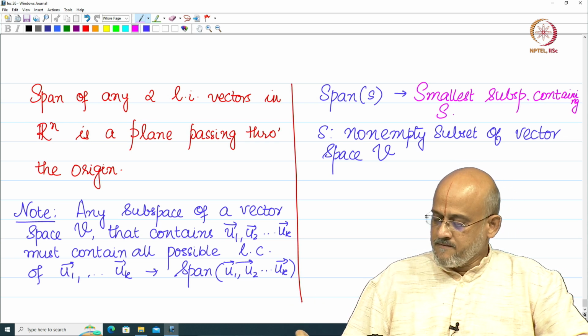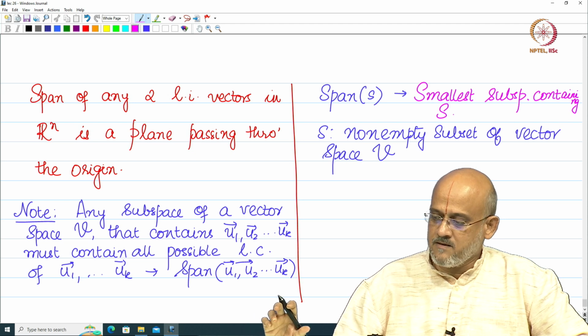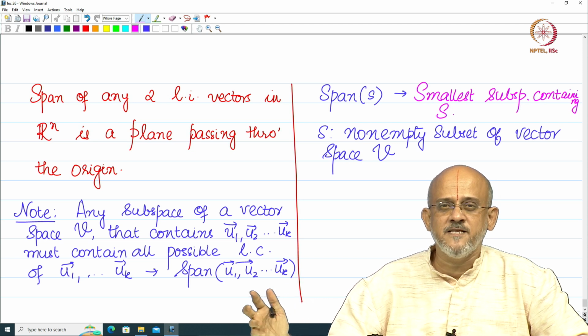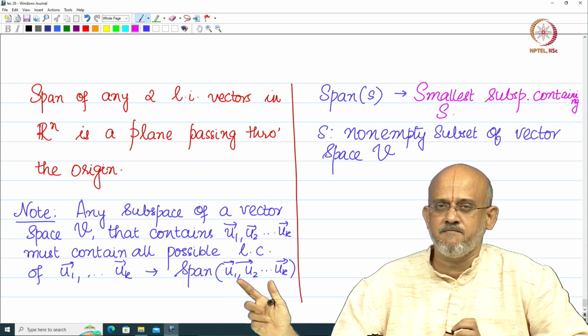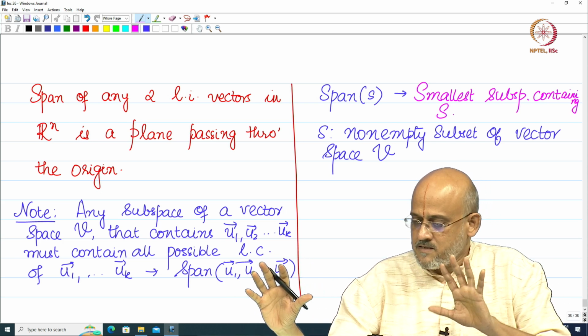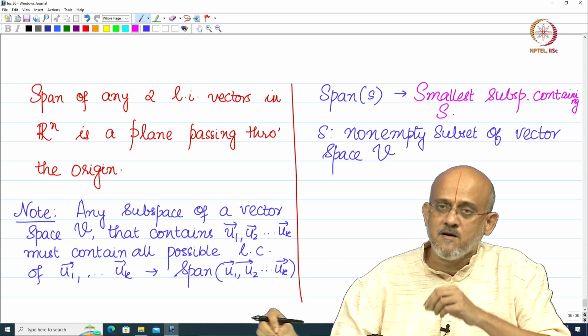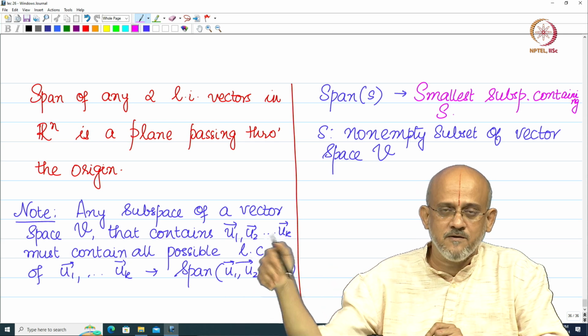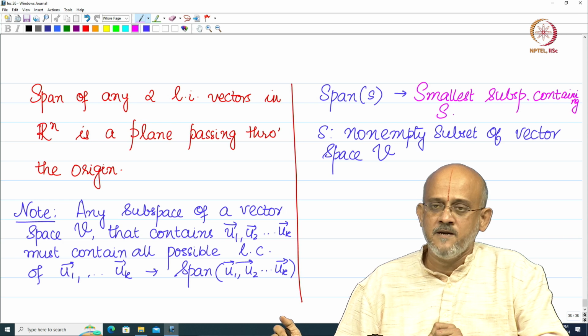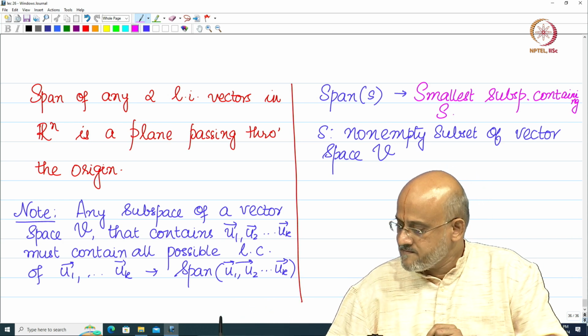The span of a given set of vectors is basically the smallest subset which contains, that is basically the compact set, I mean compact not in the algebraic sense, that is the most compact box that contains all possible linear combinations of S, and therefore it will also contain the vectors of S, is that okay. So this is the smallest subspace which contains S, okay.